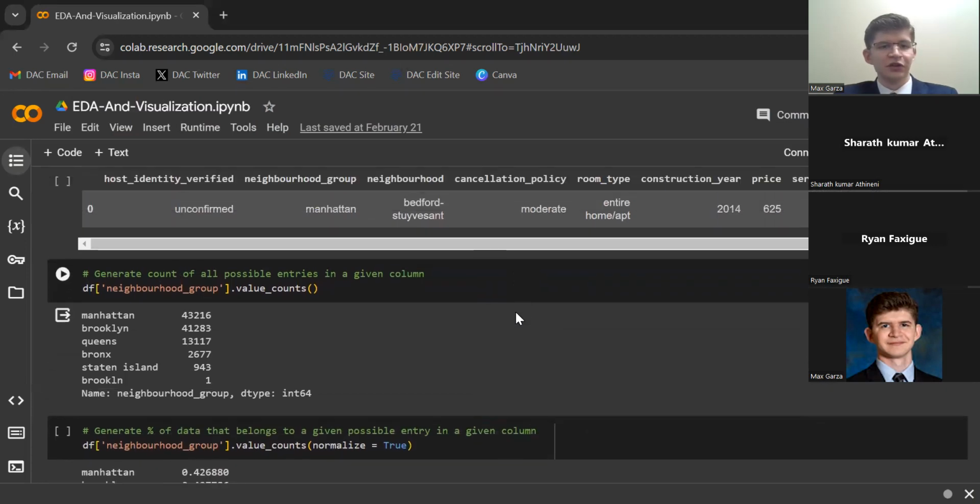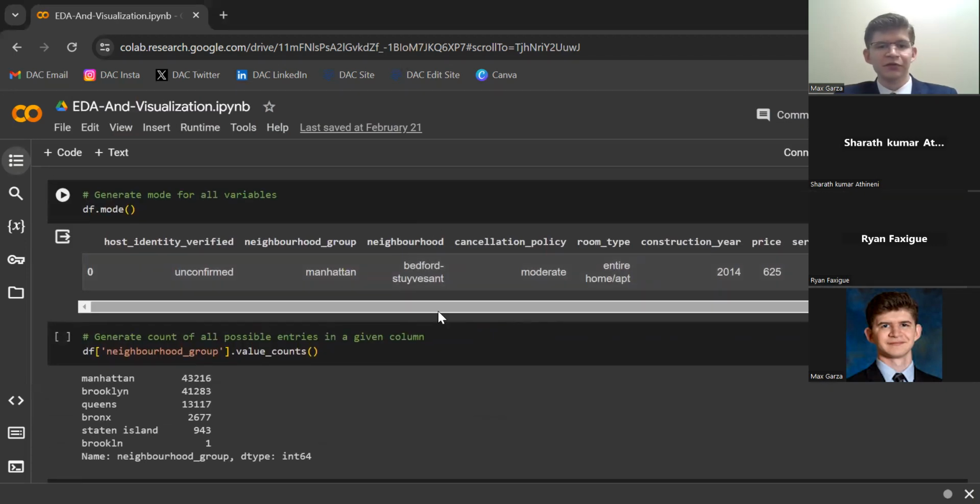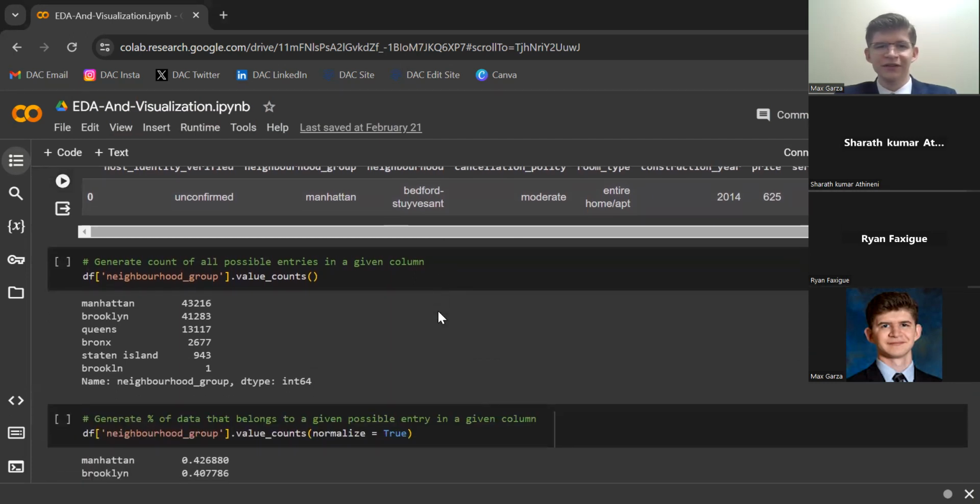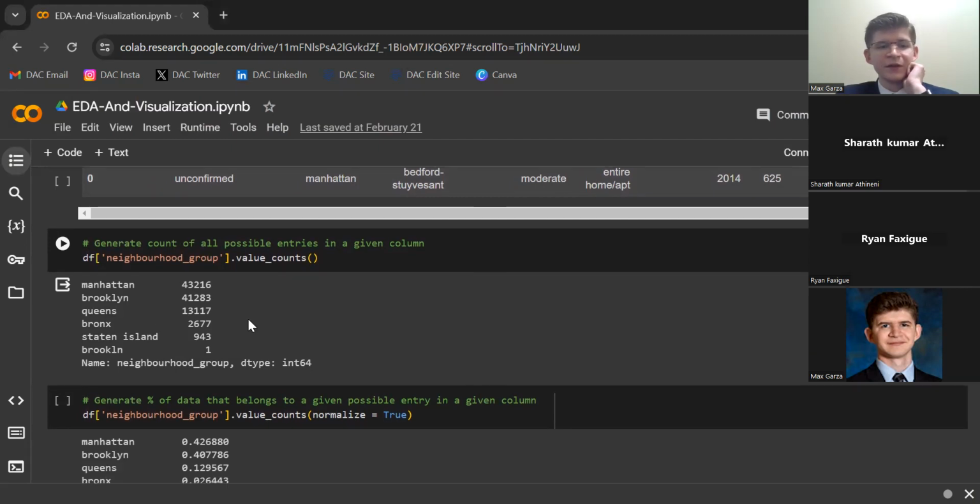You may also wish to know within a single variable some distributions as to the possible values, especially if it is a categorical variable. That being, say, the DF neighborhood group, and seeing the value counts, or seeing how many instances of each of these subtypes are occurring.